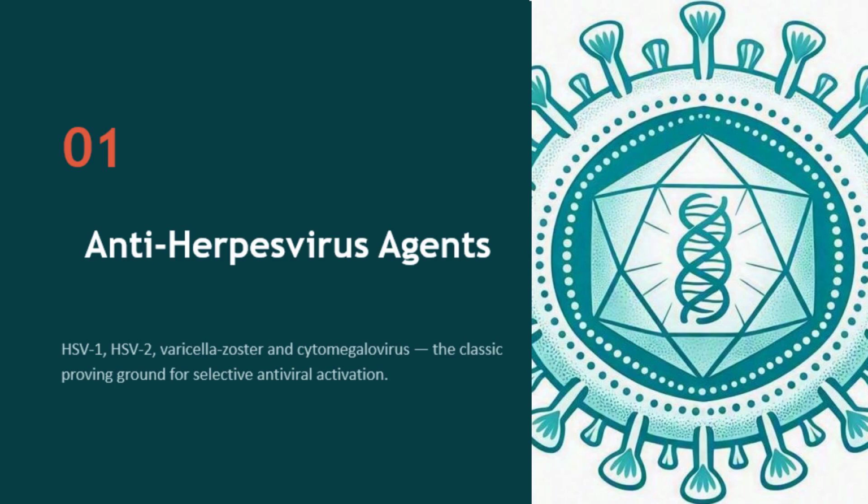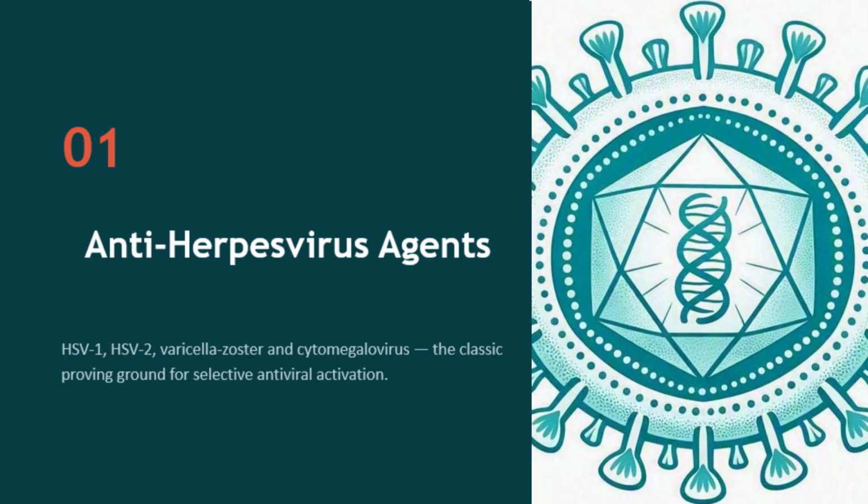Section 1, the anti-herpes virus agents. Now, this is where antiviral pharmacology was born, and it's still the cleanest example of selective toxicity we have in this entire field. We're talking about herpes simplex 1 and 2, varicella zoster, and cytomegalovirus. These are viruses most of us carry for life. They hide in nerve ganglia or in white cells and wait for us to be stressed, immunosuppressed, or simply older.